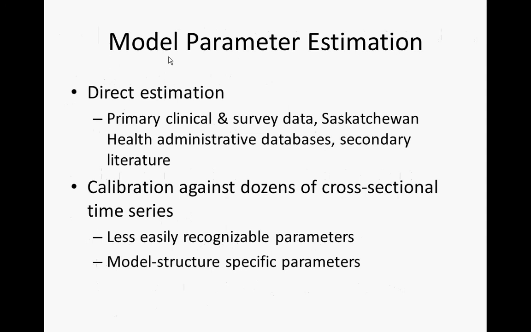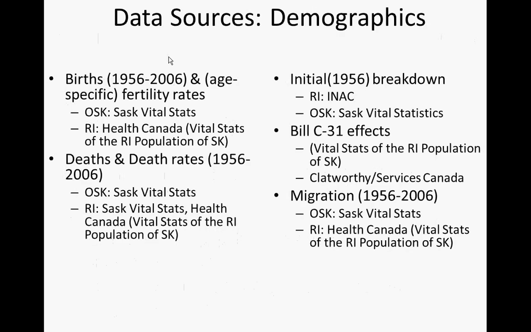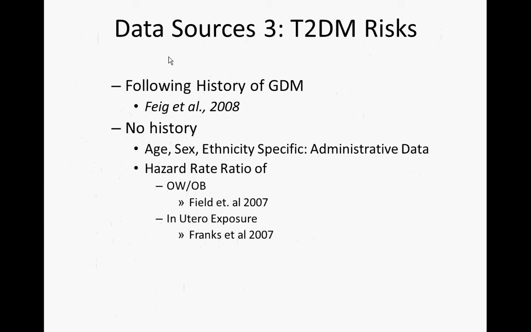In building a model like this, to secure quantitative insight, it's important to describe not only the equations that describe the flows among various categories, but to describe associated estimates for various model parameters. The parameters for this model were estimated in 2 different ways. One was direct estimation, which made use of not only primary data to which we had access within our research group, collected predominantly by Roland Dick and collaborators, but also survey data, Saskatchewan health administrative databases, and a very rich secondary literature. Literature that allowed us to collect information on demographics, pregnancy-related risks, type 2 diabetes risks, etc.